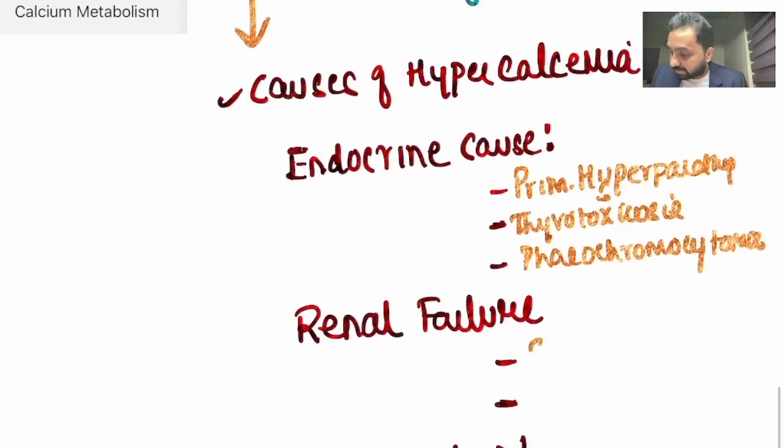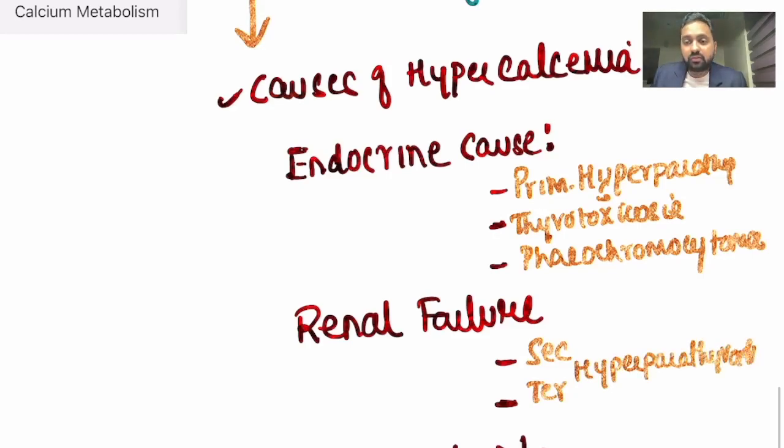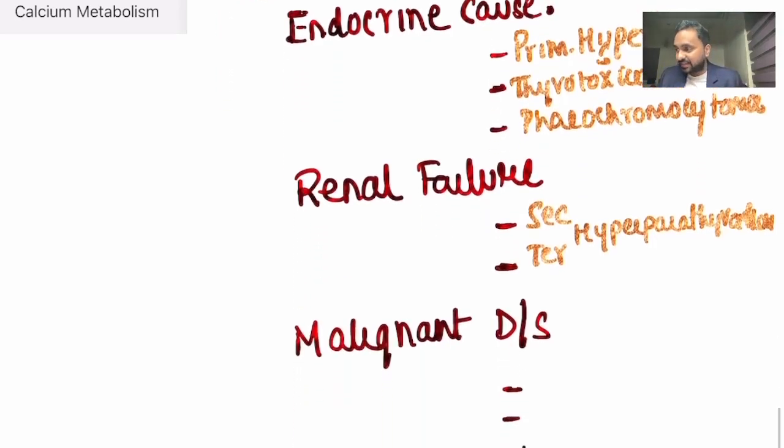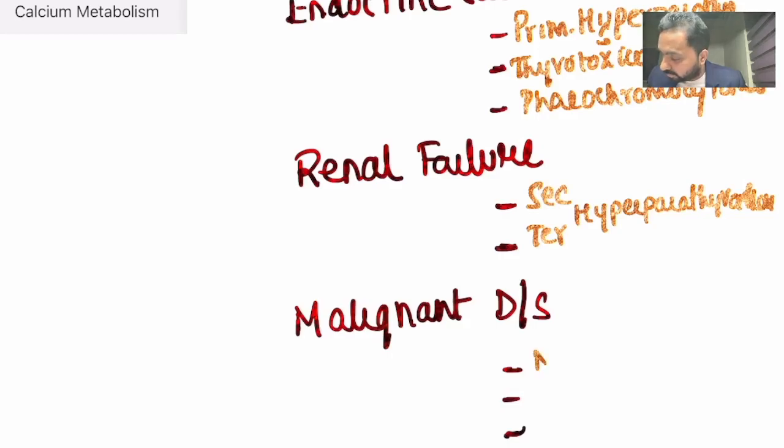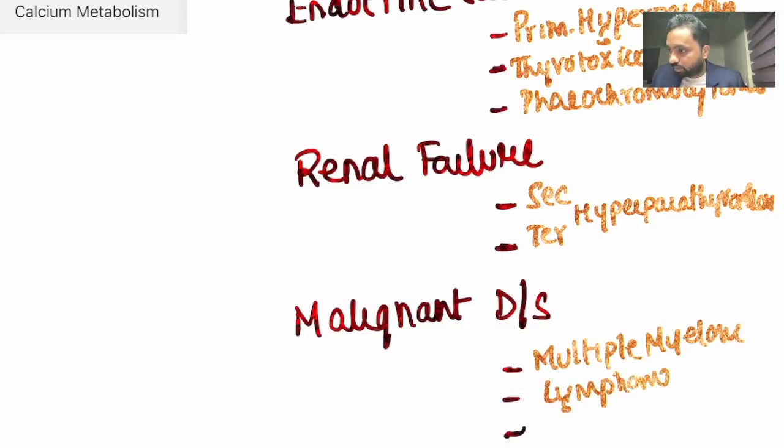Then we have renal failure. Renal failure can be seen in cases of secondary or tertiary hyperparathyroidism, right? Then we have your malignant disease, which would include multiple myeloma, right? Then it can include lymphoma, and then skeletal metastatic disease.